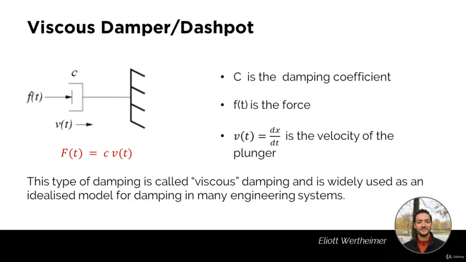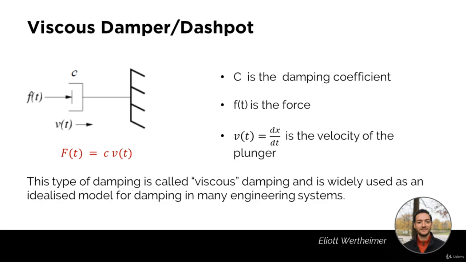Let's now look at viscous dampers or dashpots. So unlike springs which create a force proportionately to a displacement, dampers create a force proportionately to a velocity, which is the derivative of a displacement. So the mathematical expression for a damper is force with respect to time equals c, the damping coefficient, multiplied by the velocity with respect to time.